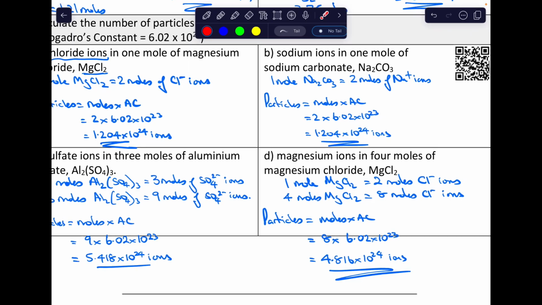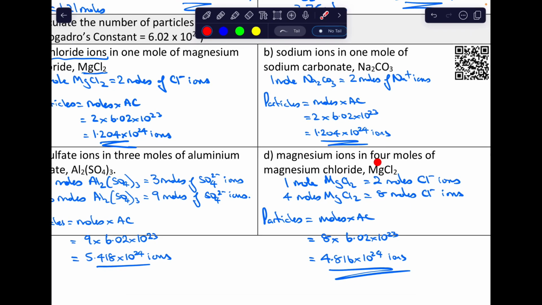Similarly over here, this wants me to do 4 moles of chloride ions. So 1 mole is equivalent to 2 chloride ions because it's Cl2. Therefore, if I've got 4 moles, I'm going to get 8 lots of chloride ions. So 8 is the factor that I need to multiply this by.